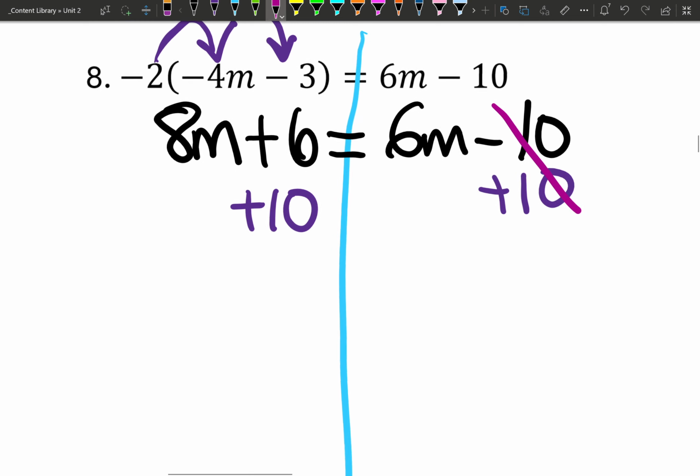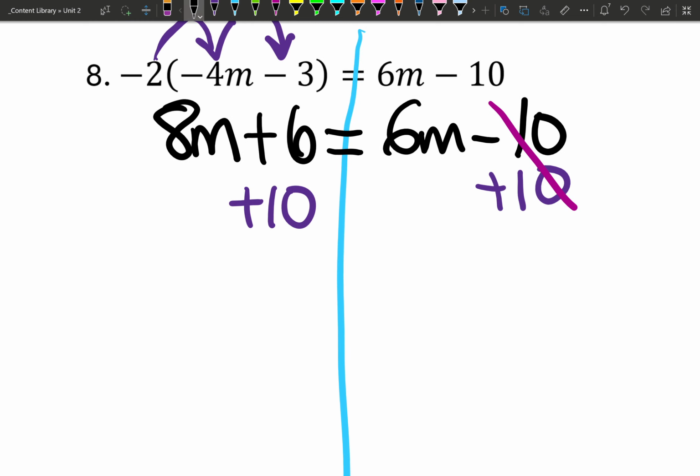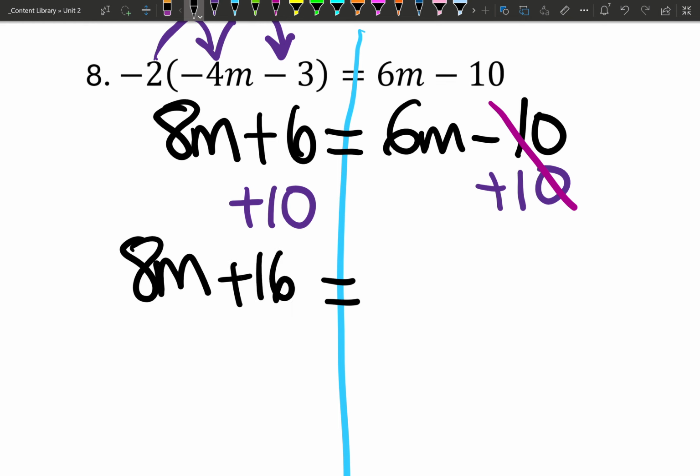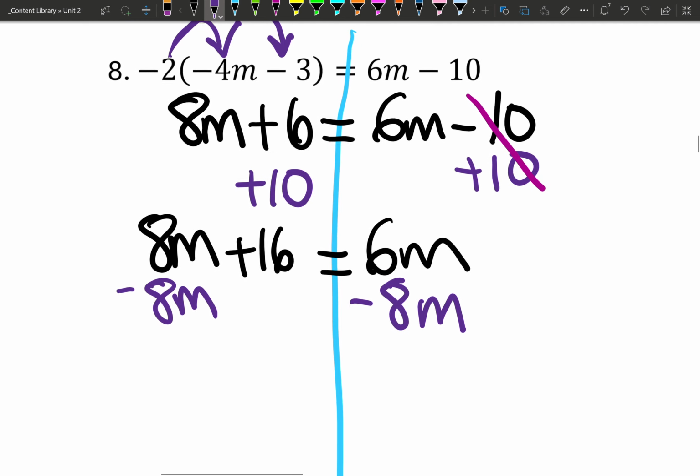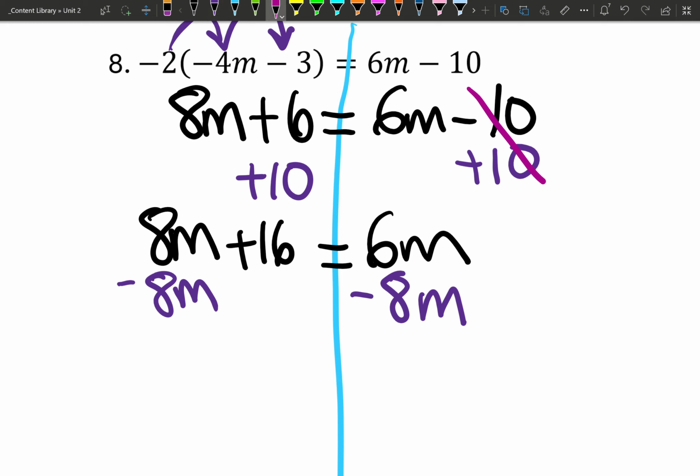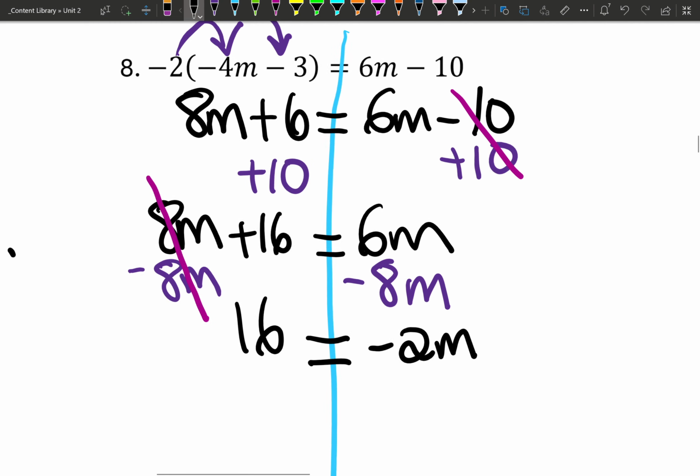They cancel on the right, which is perfect. That was the point. On the left, I have 8m left over plus 16. On the right, just 6m. Because I moved my constants to the left, I got to move my variables to the right, which means I'm going to subtract 8m from both sides because I had a positive 8m. Let's cancel these out because 8m minus 8m is 0. I'm left with positive 16 equals 6m's minus 8m's is negative 2m's.